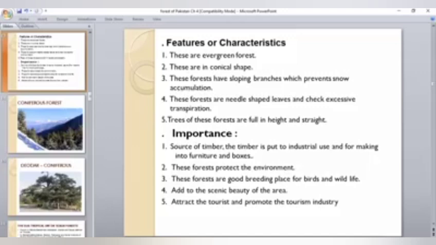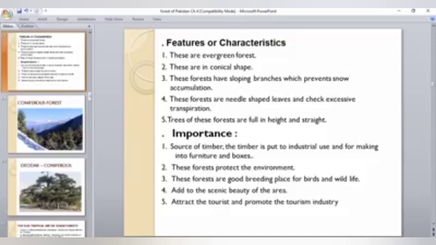Trees of these forests are full of height and strength. The importance: source of timber. The timber is put to industrial use and for making furniture or boxes. These forests protect the environment. These forests are good breeding places for birds and wildlife.